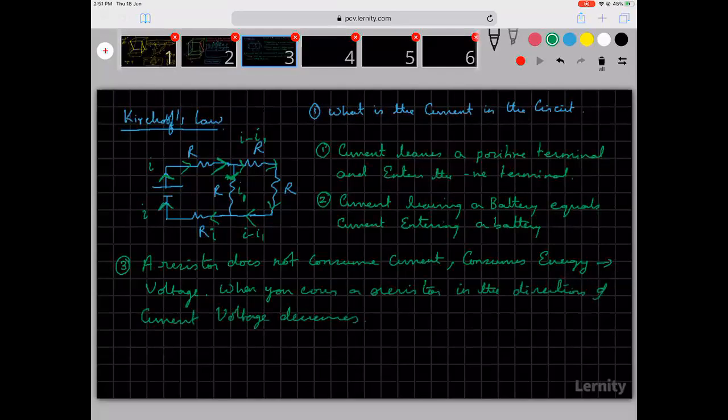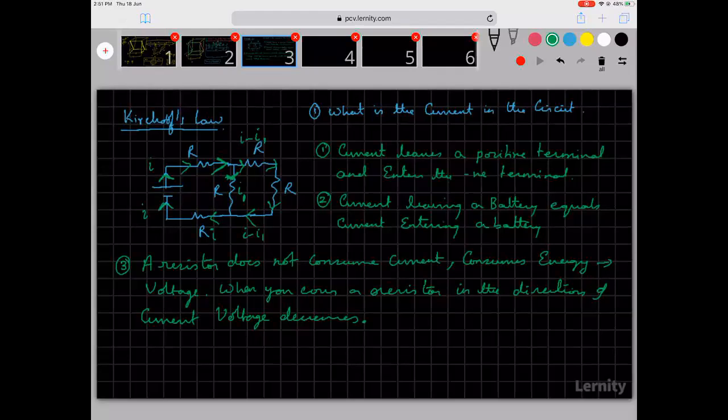Again, friends, some of you are not able to write down all these things in the exam. I am giving you quite a reasonable explanation, but I don't see these words in the exam. It's important that we understand what it is. CBSE is not memory oriented, but any explanation has to be given in the right way. So a resistor does not consume current, it consumes energy. Energy means voltage. So when you cross a resistor in the direction of the current, voltage decreases.